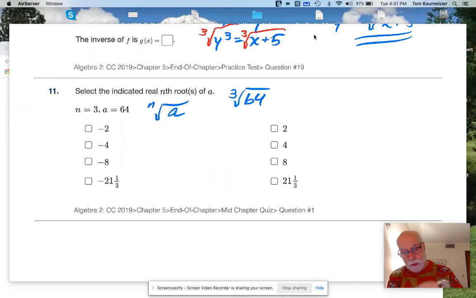And remember, since it's positive here, and since we have an odd root here, we don't have to worry about anything else but just solving it. So if you plug that in your calculator or start thinking, 4 times 4 is 16 times 4 is 64. So the cube root of 64 is just going to be 4. So that is going to be your answer. Okay.